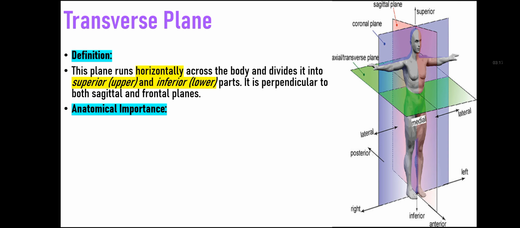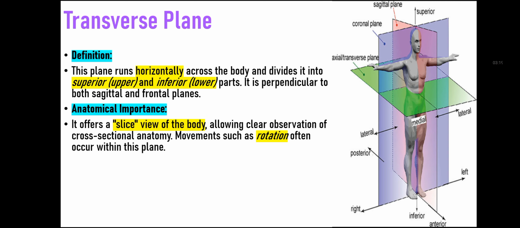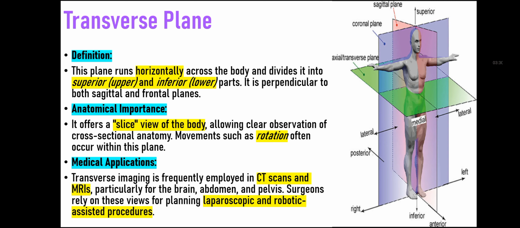Talking about anatomical importance, it offers a sliced view of the body, allowing clear observation of cross-section anatomy. Movements such as rotation often occur within this plane. Talking about medical application, transverse imaging is frequently employed in CT scans and MRIs, particularly for the brain, abdomen, and pelvis. Surgeons rely on these views for planning laparoscopic and robotic assisted procedures.